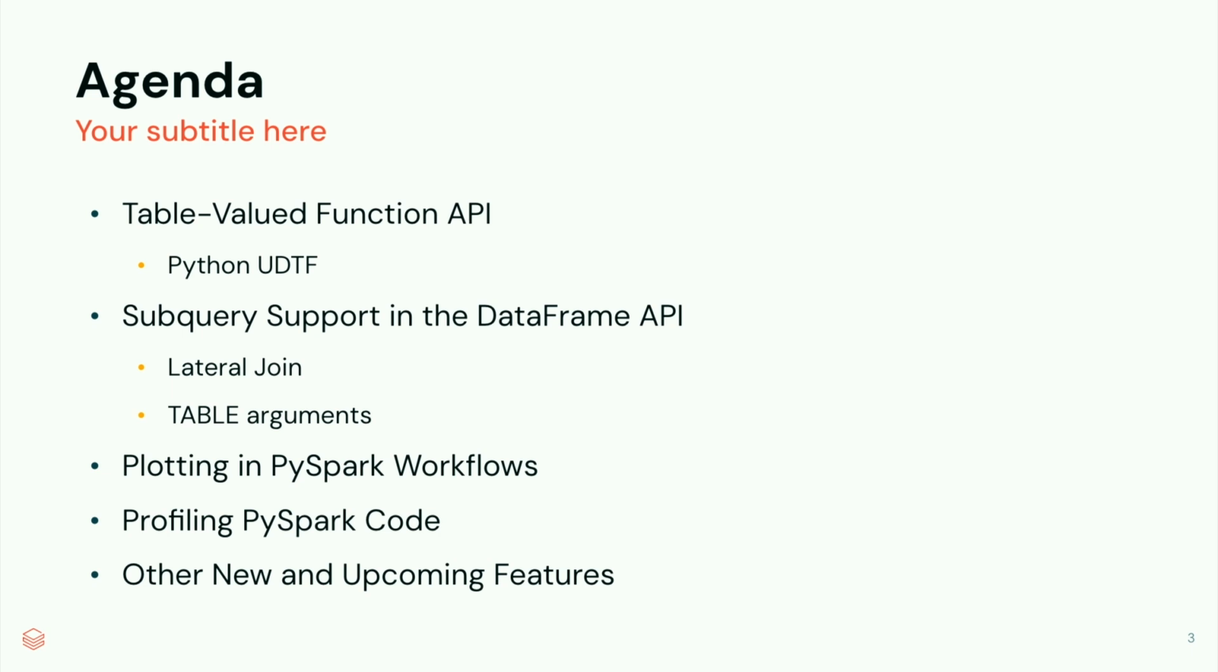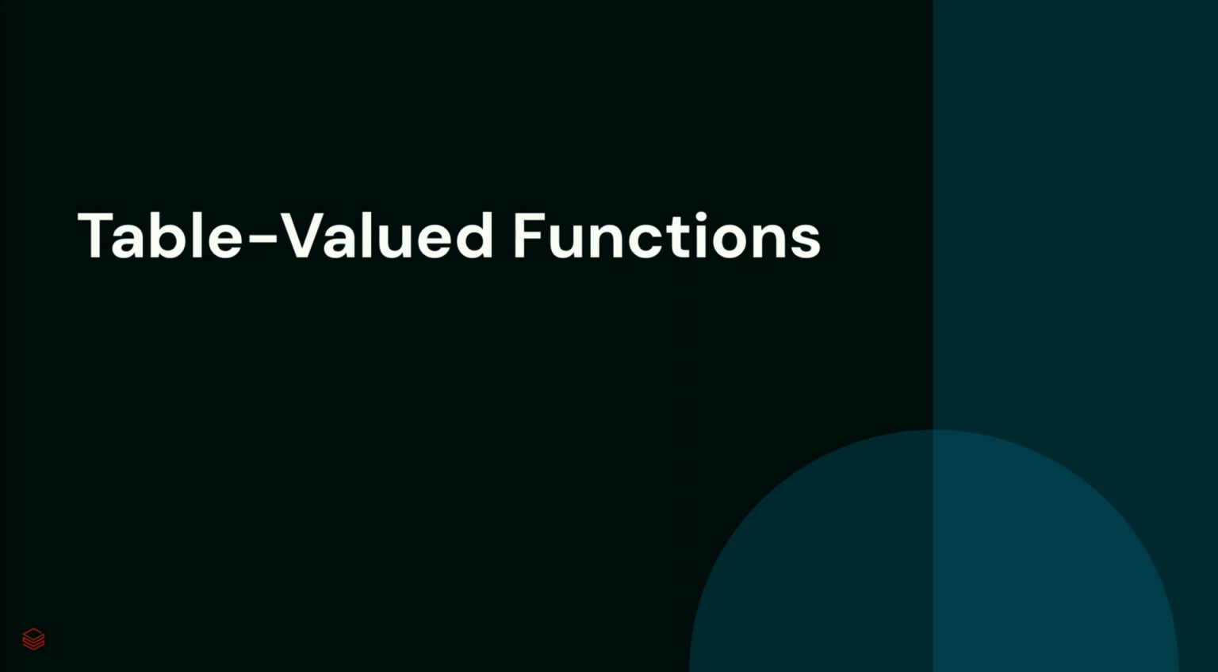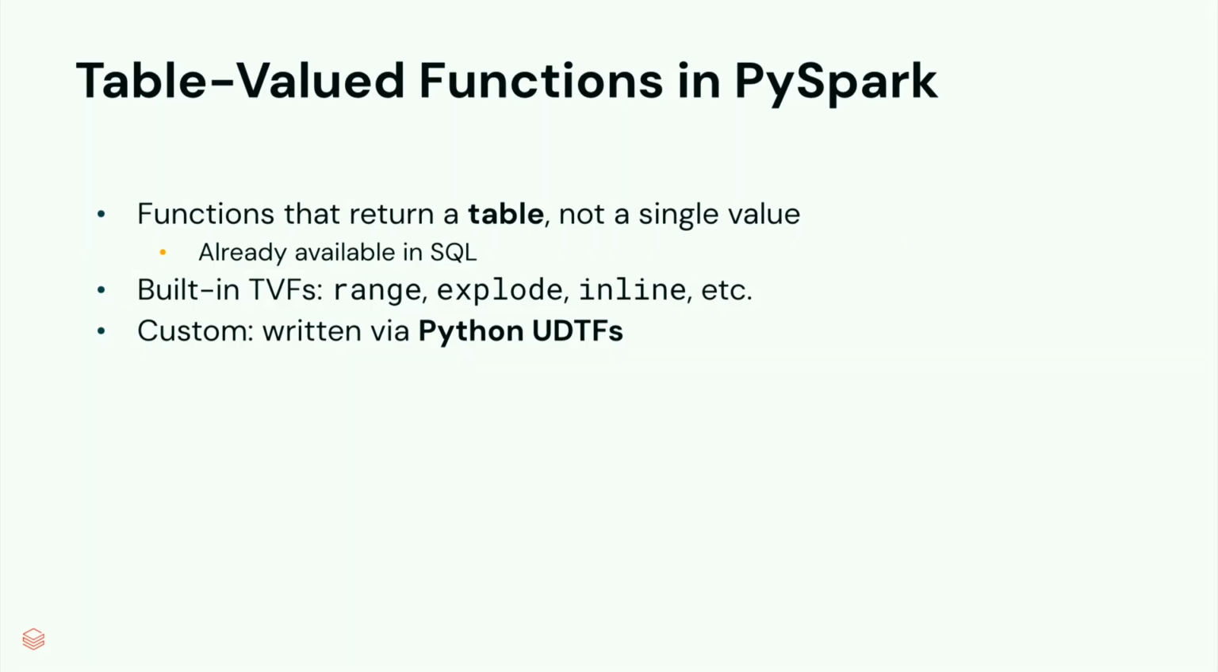Let's go from the first topic. The first topic is table valued functions. As you may know, this is available in SQL, but these are missing in the DataFrame APIs. These functions return multiple rows, possibly with multiple columns, rather than a single value. In Spark, this idea already exists: functions like explode, inline, and more recently variant explode, which take a column and return a table. But now in PySpark, you can also write your own custom TVFs using the user-defined table function, or UDTF, API. That's what we'll dive into next.